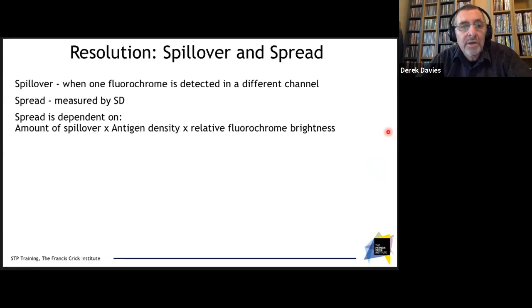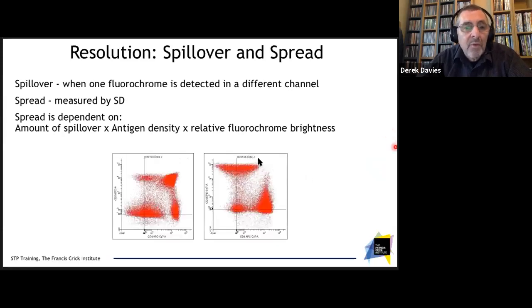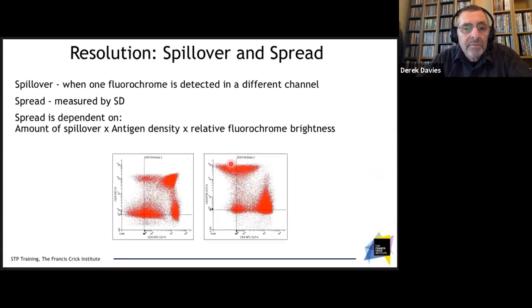But we also know that when we set compensation, I'll show you here, we reveal this data spread. And that spread is measured by the standard deviation, as we saw earlier. It gives us a measure of how far apart everything is from the median. So we have a great data spread here. And that spread is dependent on the amount of spillover, but also the antigen density and the relative fluorochrome brightness. So the brighter this population here becomes, the more spread out it becomes. So that helps us again when we're thinking about our experimental design.